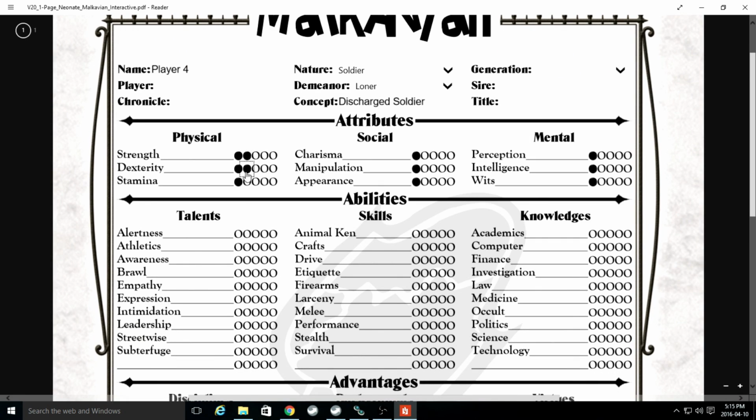So this one, he's going to have a bit more strength and dexterity. We're going to put it in stamina with the tough as nails specialty. Charisma, manipulation, and appearance. I'm actually going to take that dot away from there and put it in appearance. Not very charismatic, this guy. So we'll do perception, perception, and intelligence. 7, 5, 3.